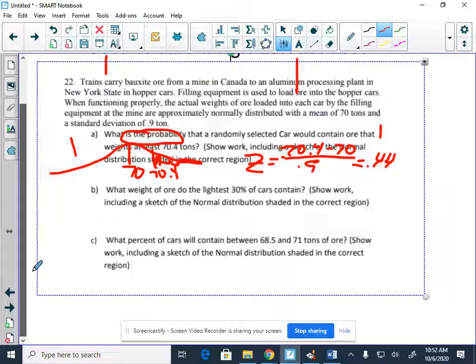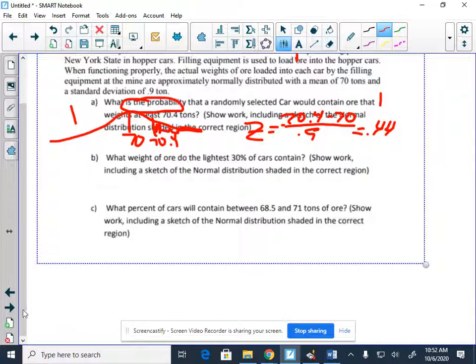Last one, what percent of cars are between these two values? I'm going to leave this one off the video. I think we've done enough like that. You can find the two z-scores, find the answer in between. The answers are online.